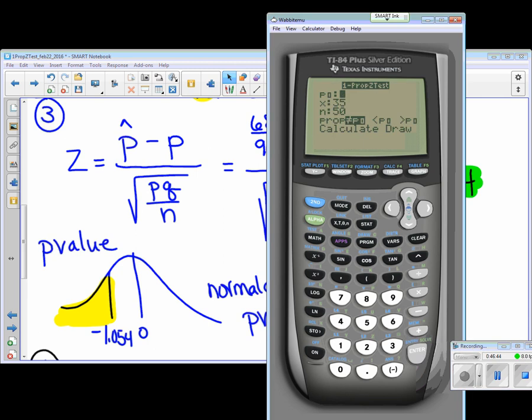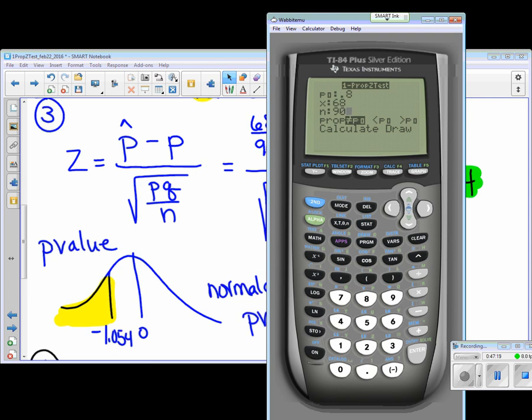Stat tests, and then 1-PropZTest. It's going to ask us some information. That p0 is your claim, okay? What was the claim of the percent of drivers who passed? 80%, so we're going to put 0.8 here. And then when the newspaper reporter went and collected the data, wasn't it 68 out of 90? So that's what we're going to put here, 68 out of 90.